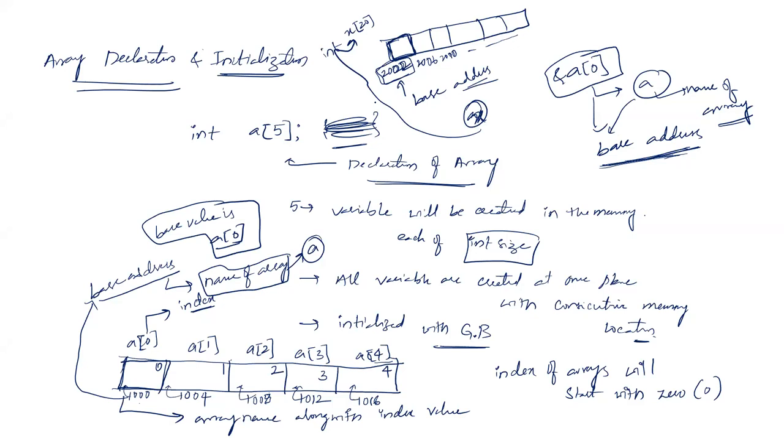Somewhere it has been started. So if you know the base address, the first address, I can easily know the second address, third address, fourth address, the next address, all the variables until the last variable, because I can increment directly by the integer size.